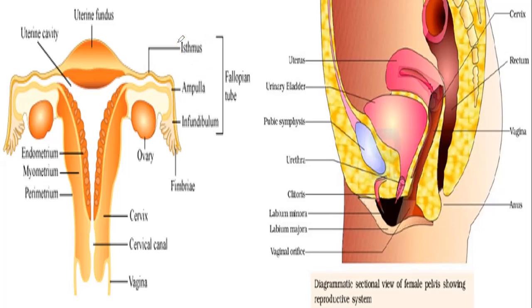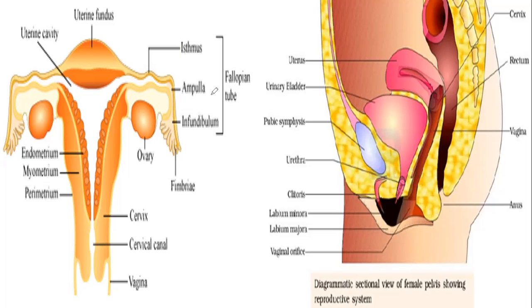Sometimes questions are asked: what are the different parts of the fallopian tube? You have to write: infundibulum, ampulla, and isthmus. In the infundibulum region, there are fimbriae, which capture the ovum released after ovulation. The ampulla is the largest, wider part of the fallopian tube.